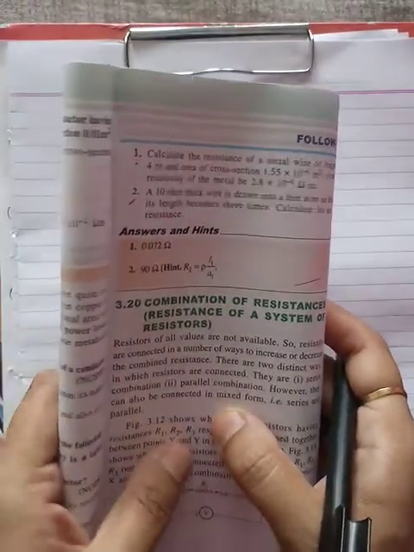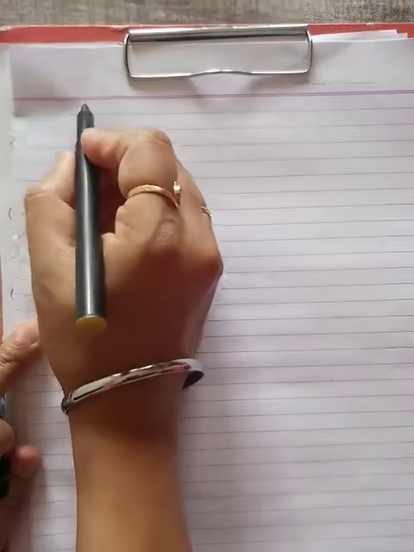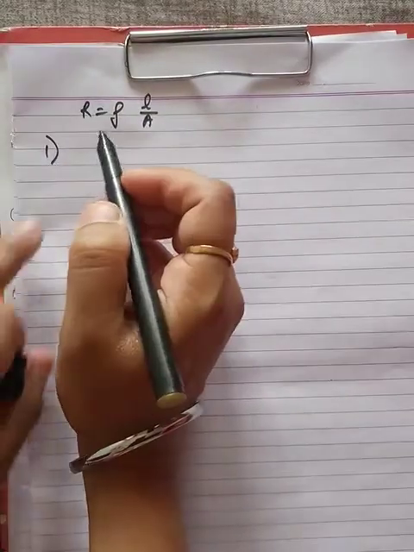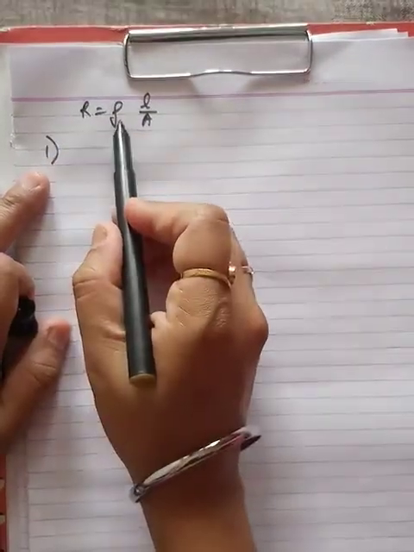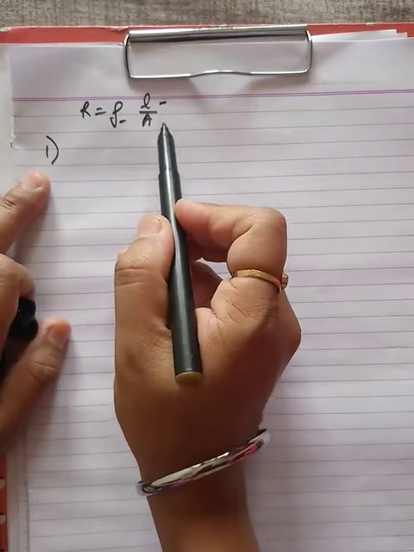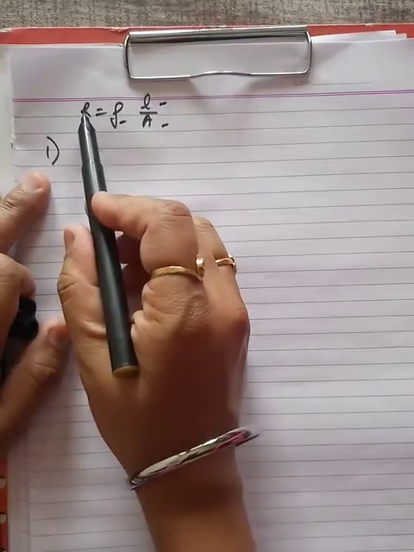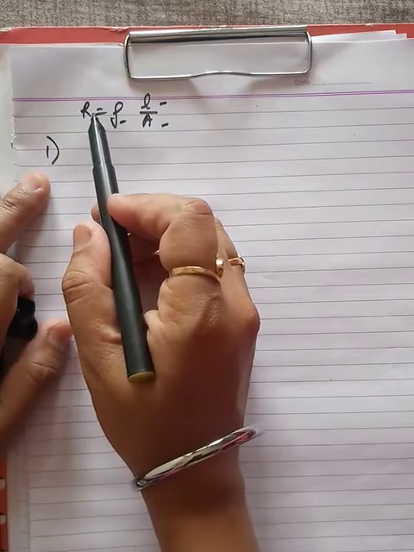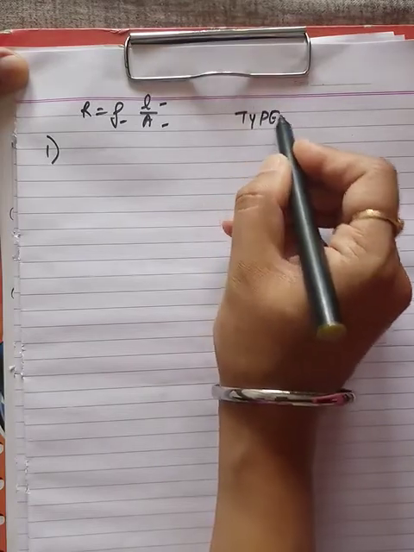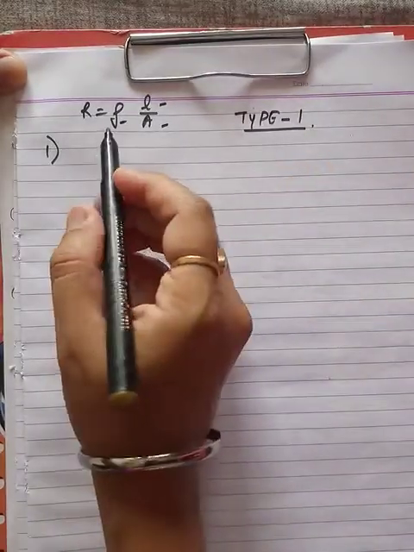Fine. So the first type of question based on this formula, R equals rho L upon A, is one in which we are given resistivity, length, and area of cross section, and we have to find resistance. This is the simplest type of question. Okay, so this is type 1, according to this formula I am discussing.